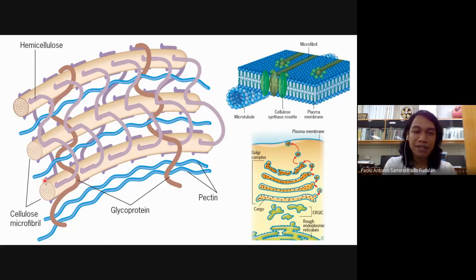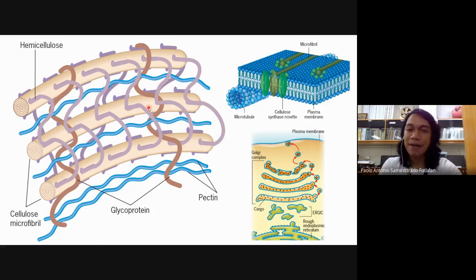So the plant cell wall is made up of this cellulose microfibril first, made by the cellulose synthase that are on the cell membrane. And the orientation of the microfibril is dependent on the microtubule underneath the cell membrane. And there are also other components like the hemicellulose that we see here, and then the pectins, and then the glycoproteins. So last question, because this is the last slide.